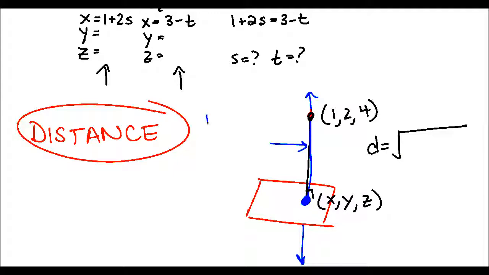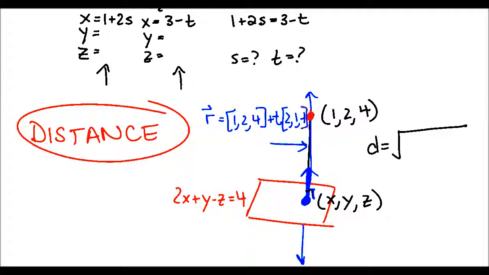So to get the equation of a line, we need a point, which we have, 1, 2, 4. And we need a direction vector, which we also have, because we're given the equation of this plane, 2x plus y minus z equals 4. So you actually know the direction vector for this line because it's the normal vector. It's perpendicular to this plane. So the normal vector is 2, 1, negative 1. So there you go. We've got the equation of this blue line.